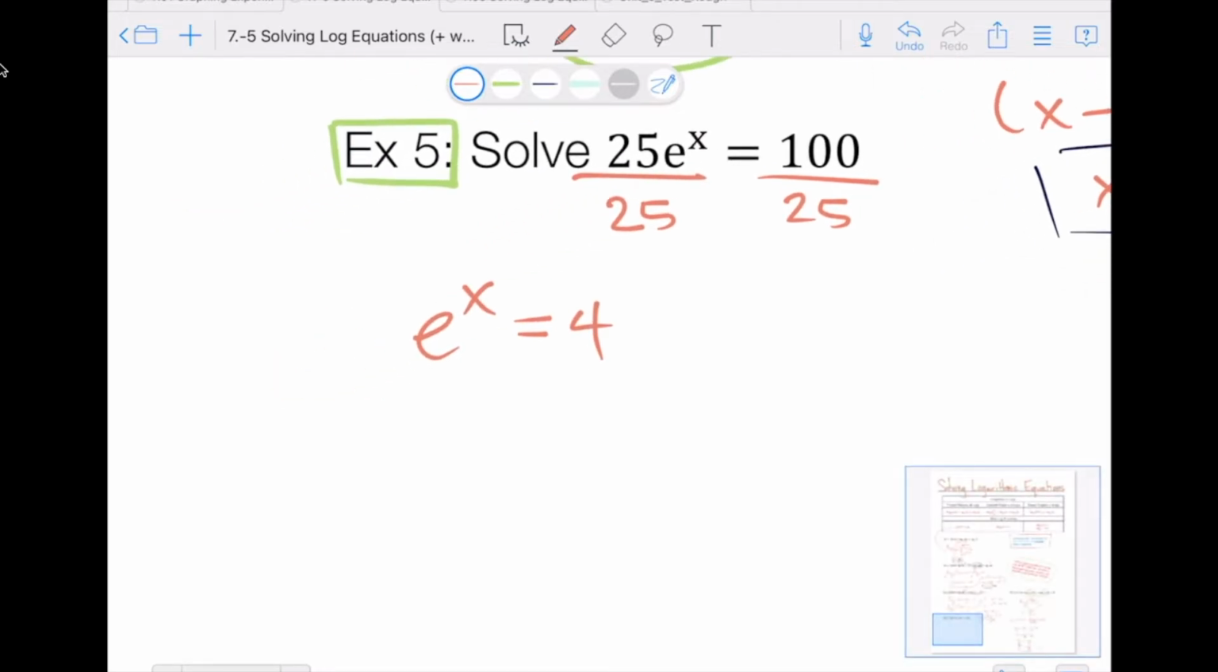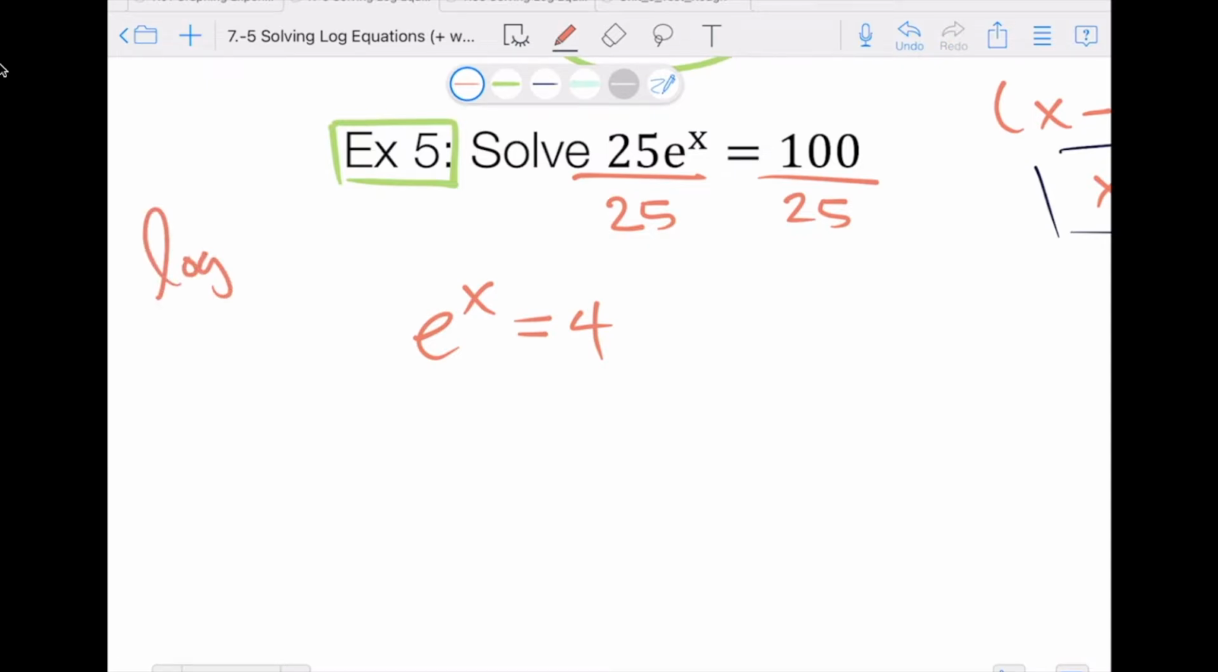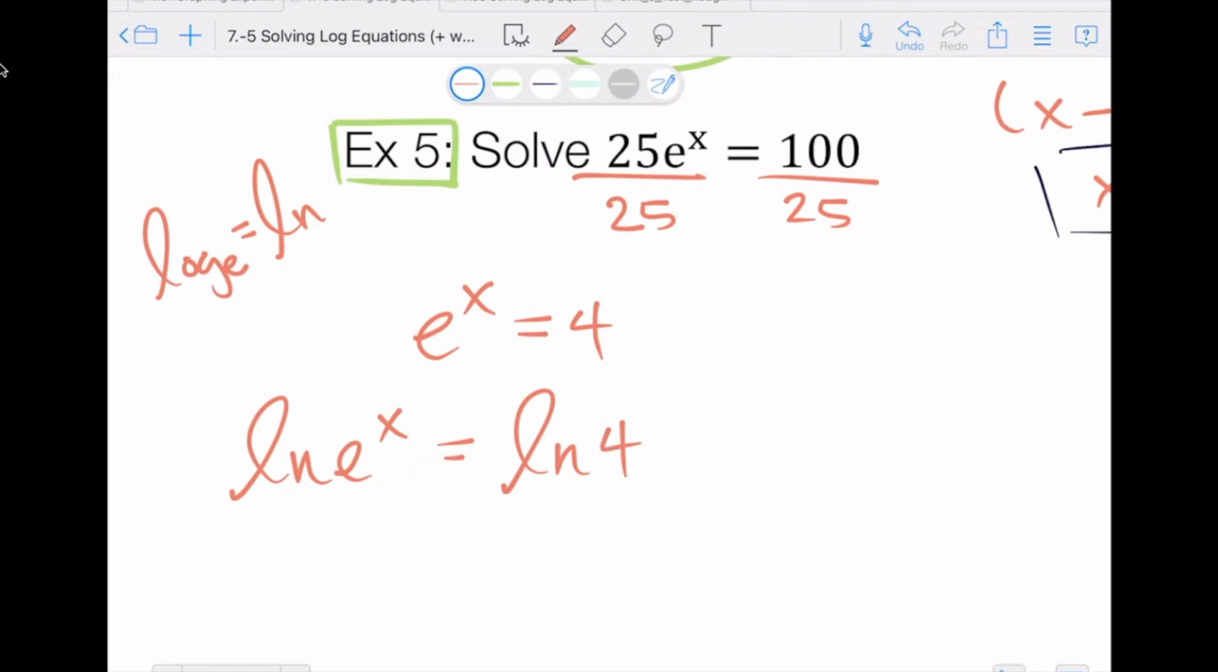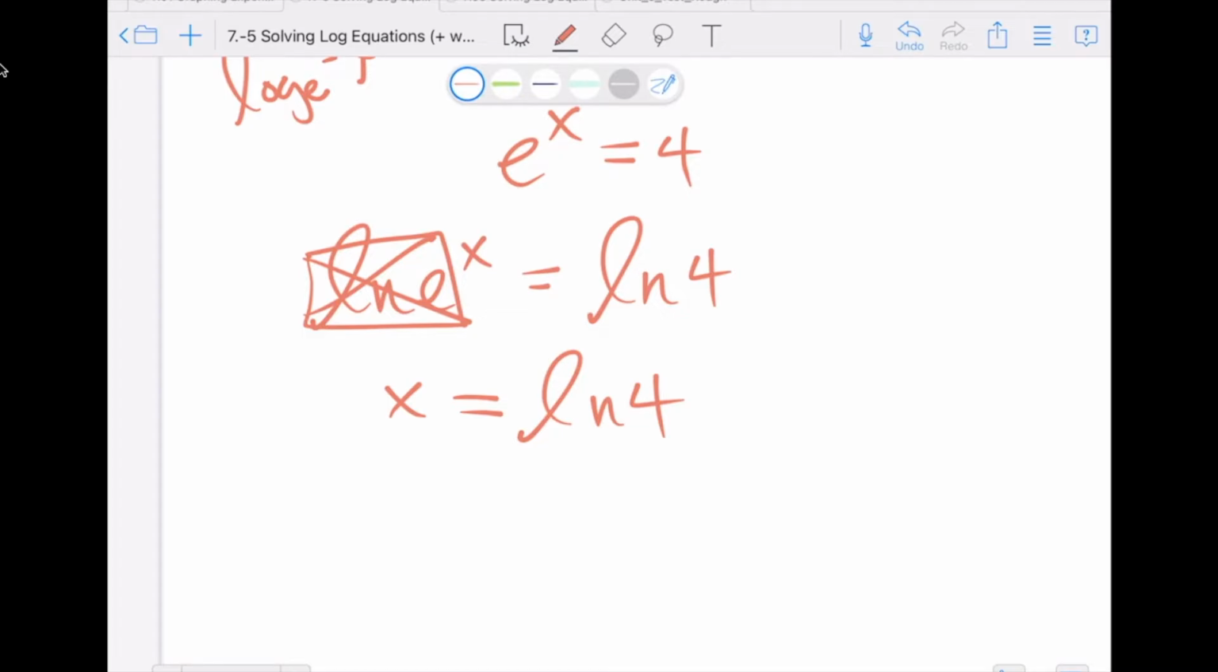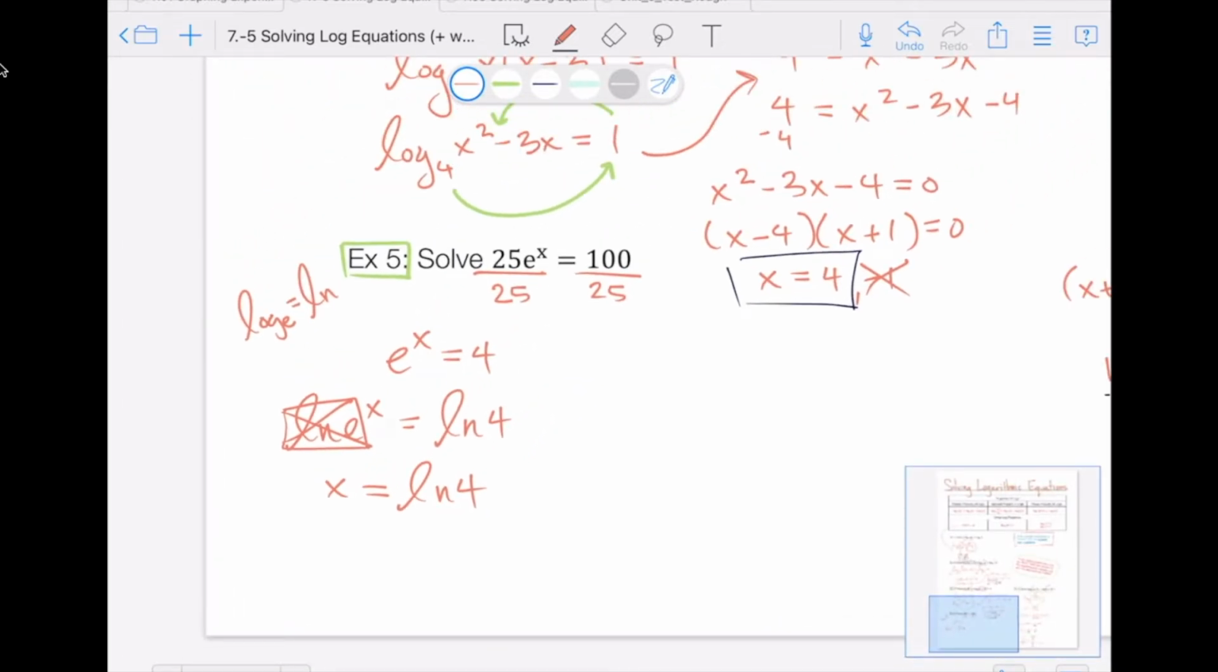And remember, here we need to get that exponent pulled out of that superscript. So we want to do a log base e, which is a natural log. So I'm going to do the natural log of both sides. And remember, the natural log of e cancels out and we end up with x just equal to the natural log of 4, and then you can just put that in your calculator.